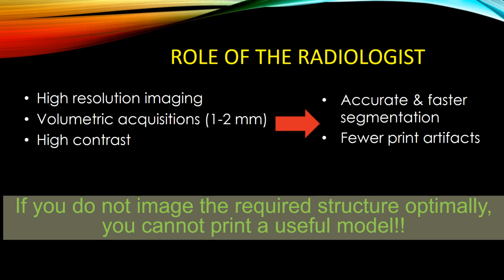Other parameters like larger voxel size and soft reconstruction kernels facilitate faster and more automated segmentation, enabling creation of smoother 3D printed models. But these would limit anatomical detail. For example, you can't see fractures on such softer kernel reconstructions.